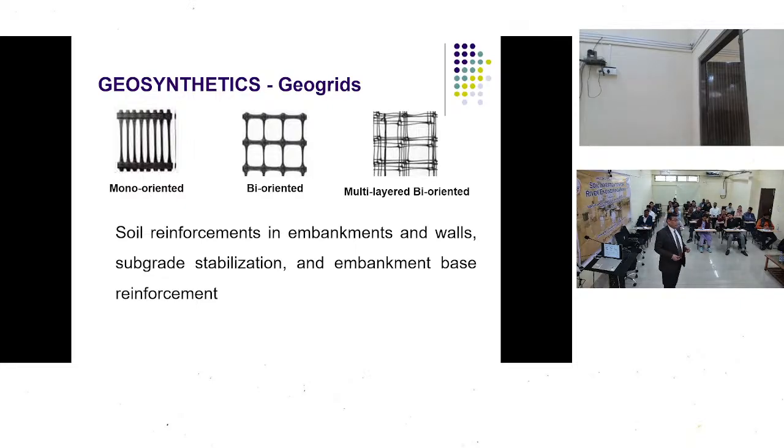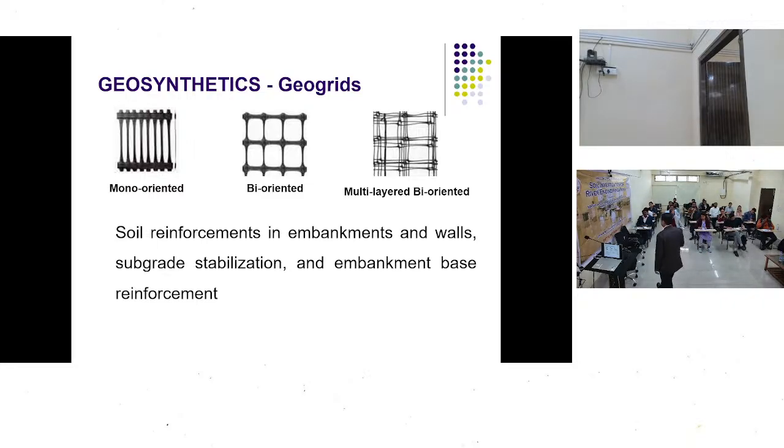Now moving on to geogrids. So geogrids, as I was saying, are grid type of materials, and because they are grid type of materials, they are basically used as reinforcement. So grids means they have a higher tensile strength, and they can be used for reinforcement in embankments, walls, soil stabilization, and embankment-based reinforcements. Basically, we have mono-oriented geogrids, bi-oriented geogrids, or multi-layered bi-oriented geogrids.